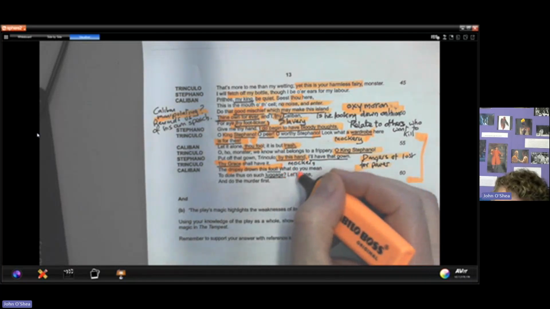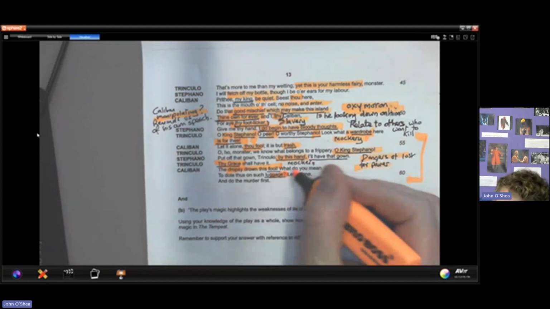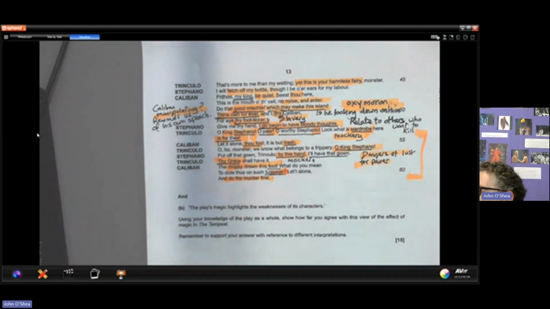"Why do you dote on luggage? Trash, you fools. Leave it alone. Do the murder first." The line ends on Caliban still looking for revenge. Just as at the beginning of the scene, Prospero is still looking for revenge. Always try and consider the beginning and ends of scenes.